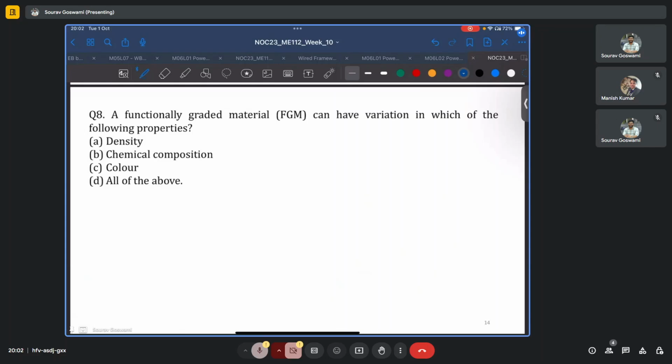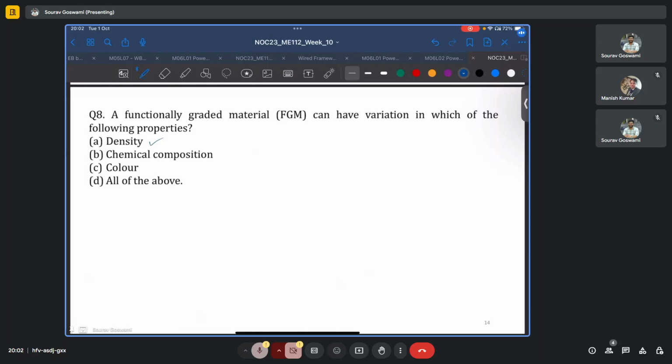Question 8 is asking us, a functionally graded material can have variation in which of the following properties? Is it density, like the human bone, which is soft and also hollow in the center, and very dense and hard on the outside, and the density changes progressively as we move radially outwards? Is it the chemical composition? Many examples of which we saw during our discussions.